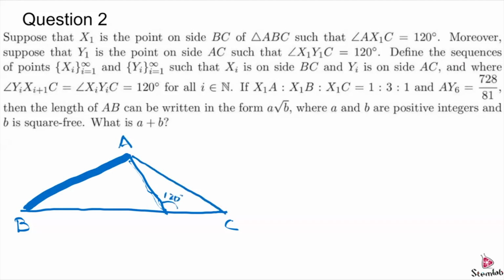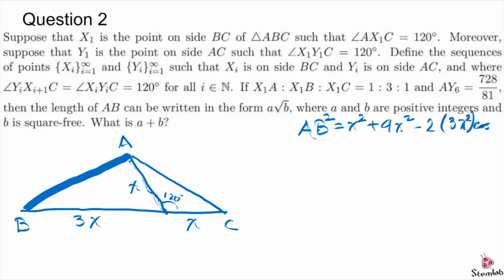We know the ratio is 1:3:1, so this is some x, this is some 3x, and this is some x. We're going to be asked for AB later, so we need to find an expression for AB. For that, we'll use cosine law. So AB squared is equal to x squared plus 9x squared minus 2 times 3x squared cosine of 60 degrees.